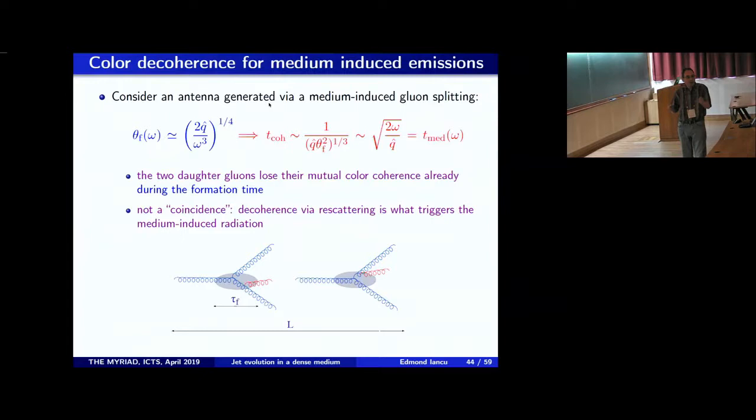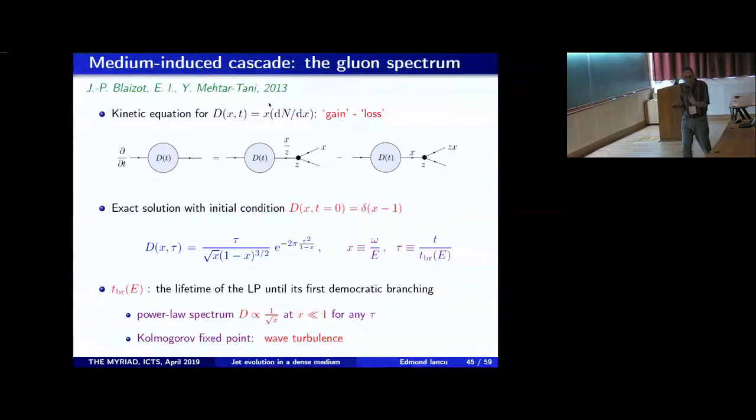But otherwise, you're fully right. This argument is only valid for soft emissions which have small formation time. And the whole theory I'm developing now is rigorous only for those. The full BDMPS spectrum has a different shape when you approach omega c. But that's not so important.